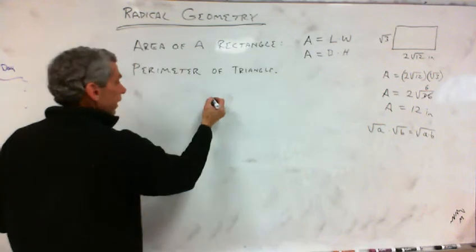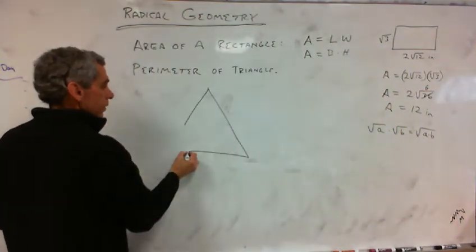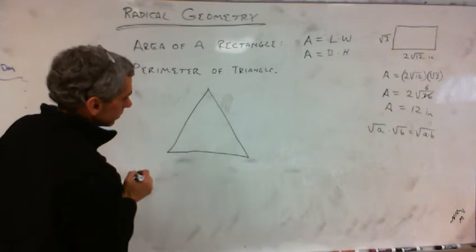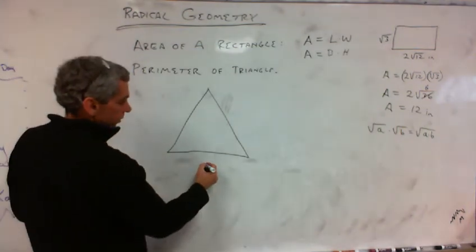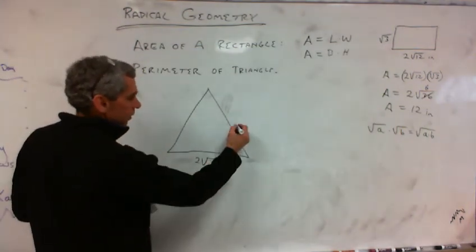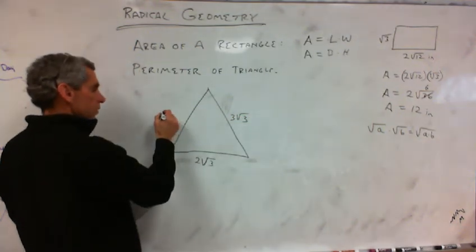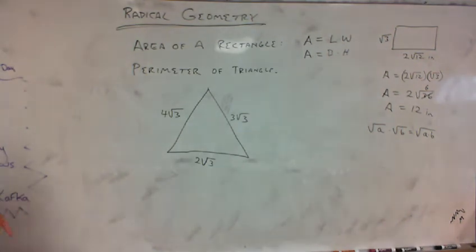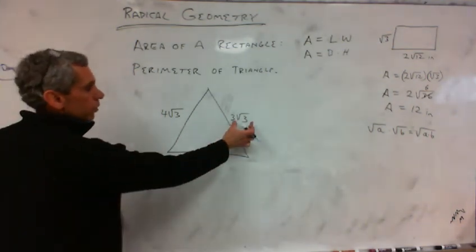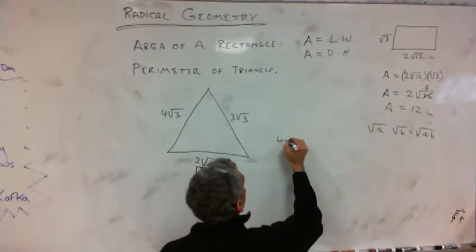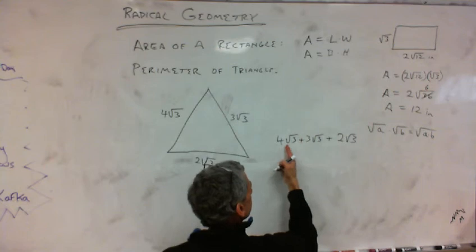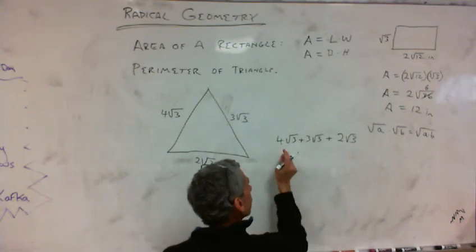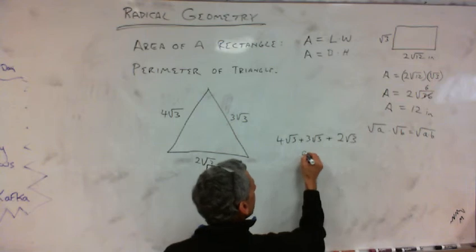Let's say I had a triangle like this. I didn't mean to make them all look the same, but it doesn't matter. What if I had 2 square root of 3, plus 3 square root of 3, plus 4 square root of 3? What would be the perimeter? I would have to add them together. So I have 4 square root of 3 plus 3 square root of 3 plus 2 square root of 3. Since they're the same, they're all like terms. 4 plus 3 is 7, plus 2 is 9. I have 9 square root of 3s.